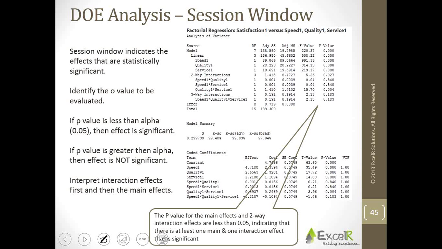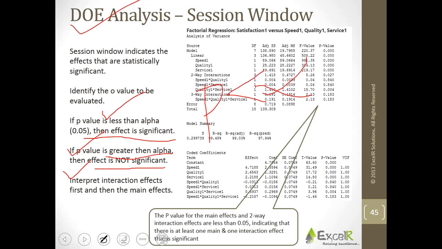Here is a third thing, right? So we also get results. Let us interpret these results and see. This is a session window which indicates the effects that are statistically significant. If the p-value is greater than alpha, then you say the effect is not significant. If the p-value is less than alpha, then you say that the effect is significant.